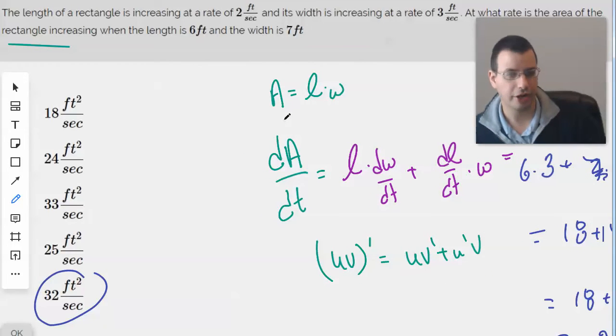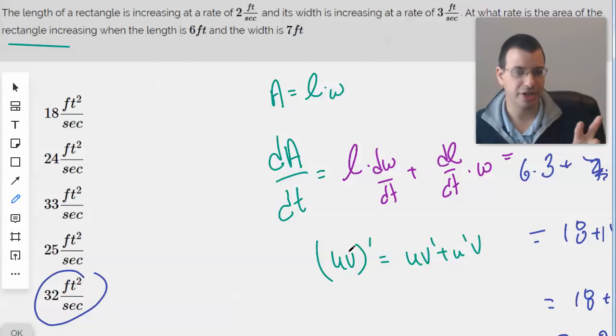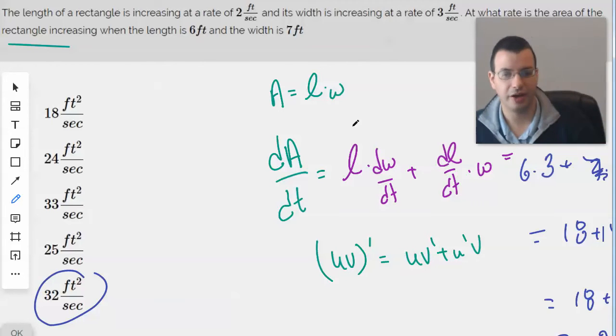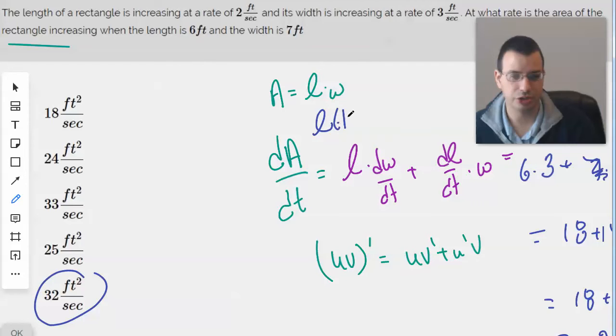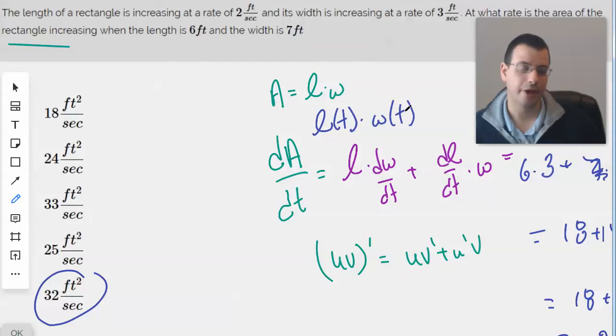So you're like, all right, need to find the rate of change of area with respect to time. So you need an equation for area. Then you take the derivative of that, and it gives you area per unit time. But since you have two variables, you have L, which is changing with respect to time, and width, which is changing with respect to time, then you have to do the product rule.